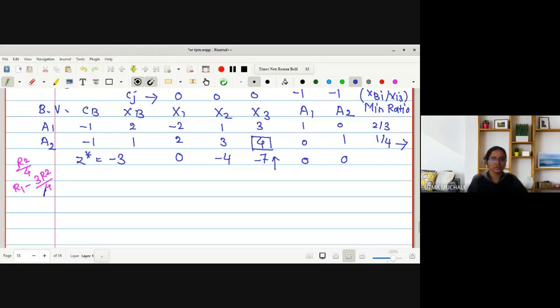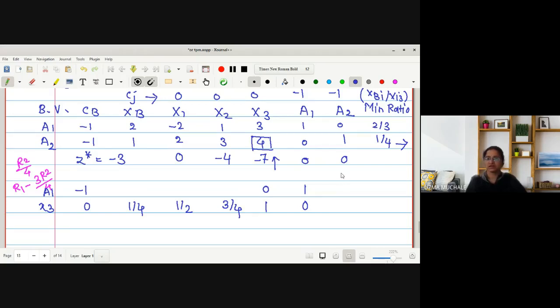Because A1 and X3, no? Cost is minus 1, 0. Let us write for the basic variable column entries 1, 0 as it is. For X3 this is 0, 1. Let us write for the remaining. R2/4 we will do first. This is 1/4. This is 2/4, that is 1/2. Here it is 3/4.